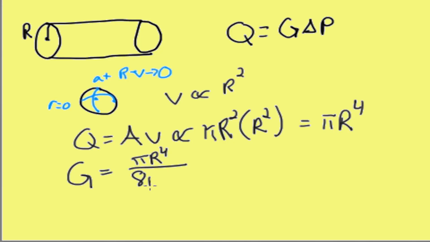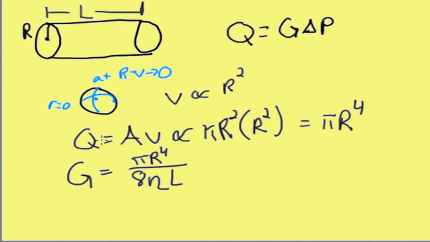So 8, eta, and L. L is just the length of the pipe. So as we make the pipe longer, the conductance drops. As you make the pipe longer, it's harder to get water through there. And eta is the viscosity. So if you have something that flows really easily, like water, this is going to be a small number, and this is going to increase the conductance of the pipe. However, if you have something like honey or molasses that is very viscous, so it doesn't really want to move, then this is going to be a big number, and then the conductance will go down.